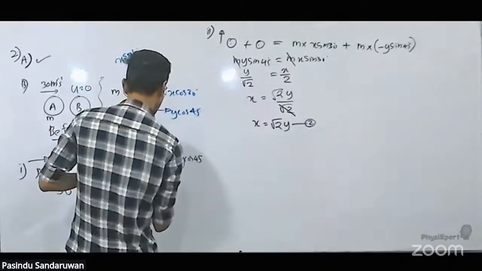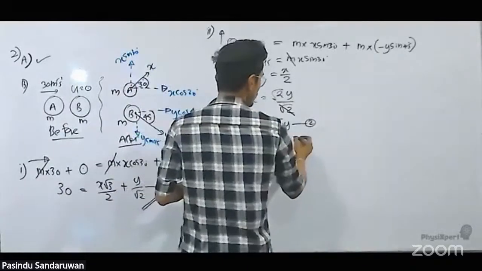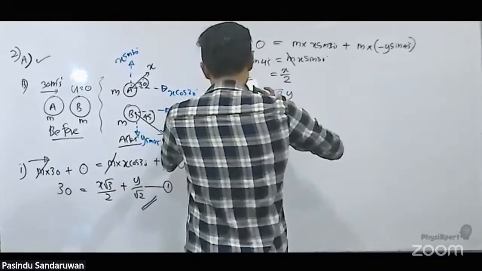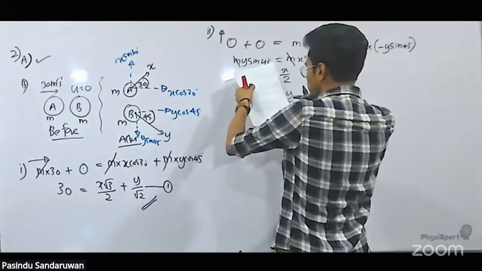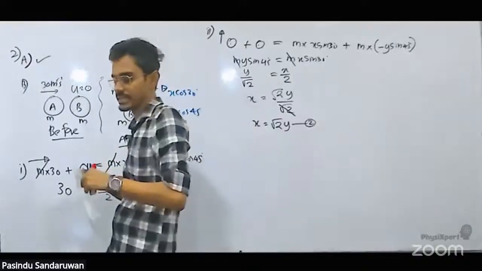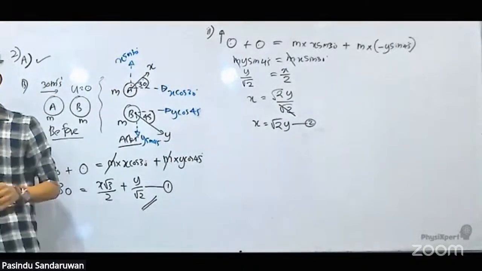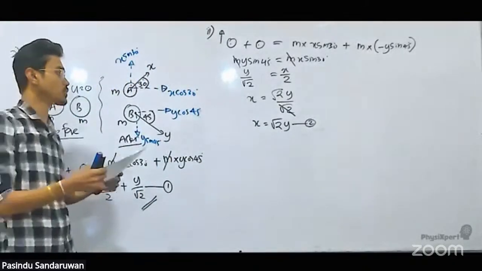Right? I will label this as 1 and this as 2. And for the marking purpose, only the application is enough. Since we have a calculation followed by, I simplified it a little bit. Right? X equals root 2y.